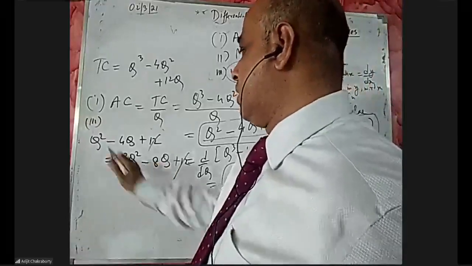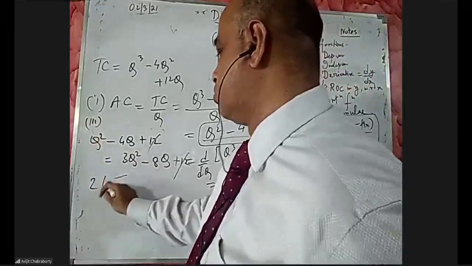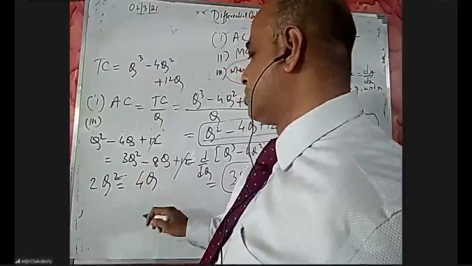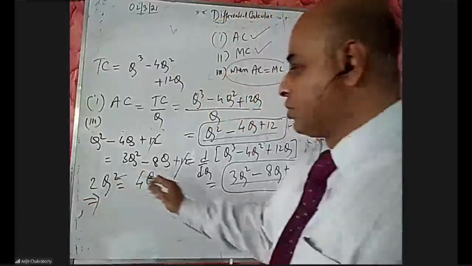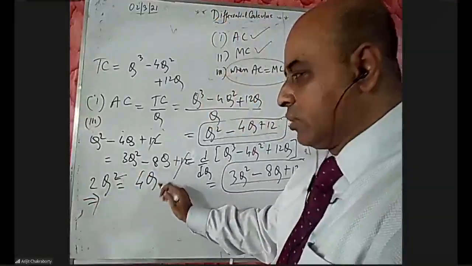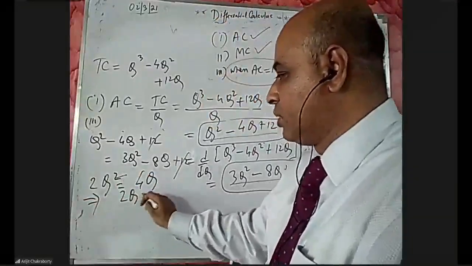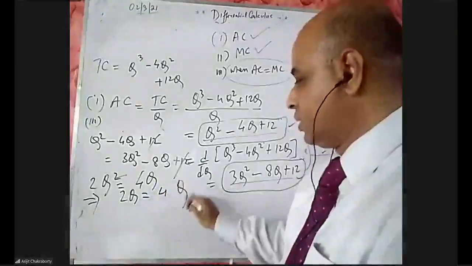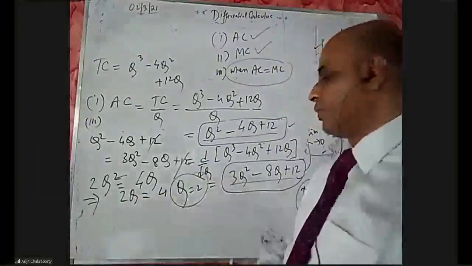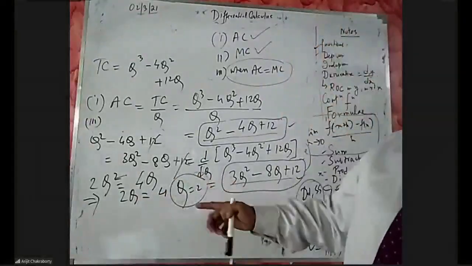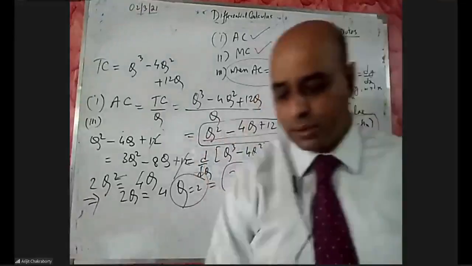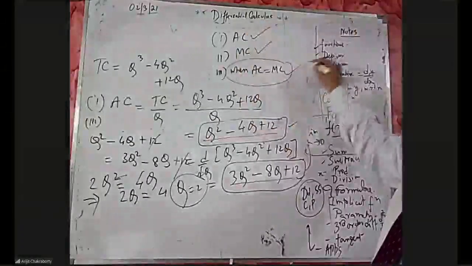3q square minus q square comes to this side. So 2q square is equal to 8q minus 4q, that is 4q. So from here, we can write 2q square is 4q. So q cancels out. We have 2q equal to 4. So q I'm getting is equal to 2. So when the number of units is 2, then at that condition, the average cost will be equal to the marginal cost. So we have solved all the three parts of the question.